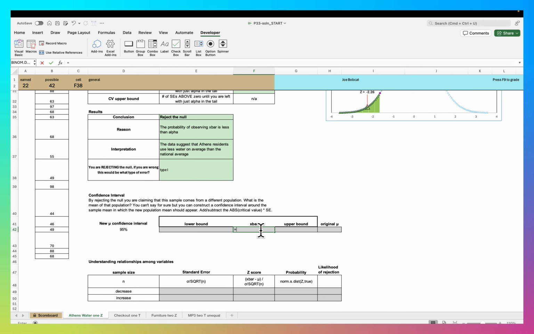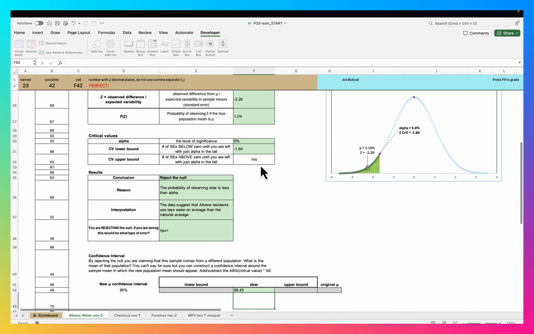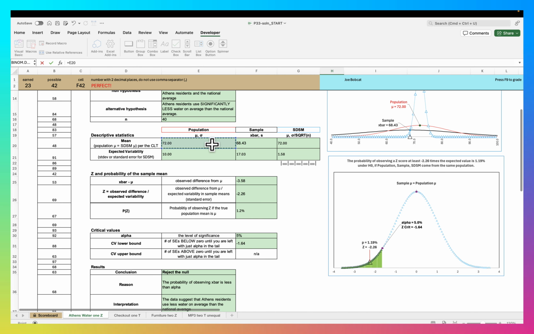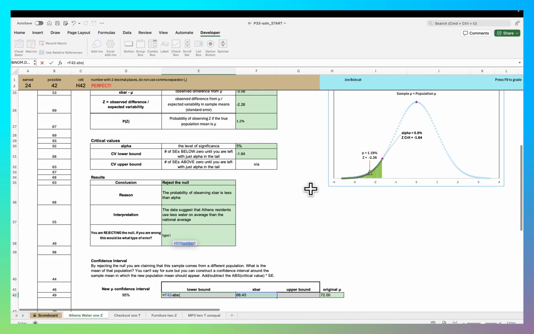First, let's get x bar. We already calculated it above, so we don't have to do it again. We also have the original mu from above, which was this number here. We're claiming that the original mu is going to fall outside of this confidence interval if we've done everything right. So let's try. This is equal to x bar minus the absolute value of the critical value times the standard error.